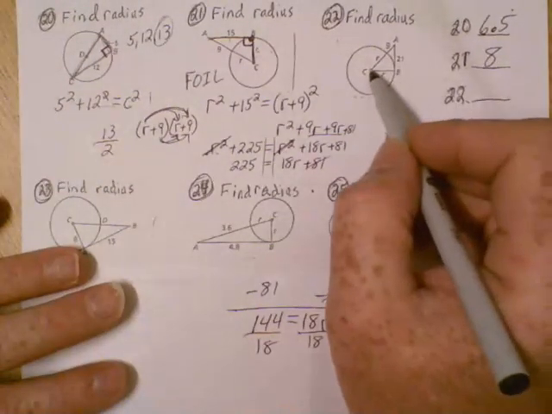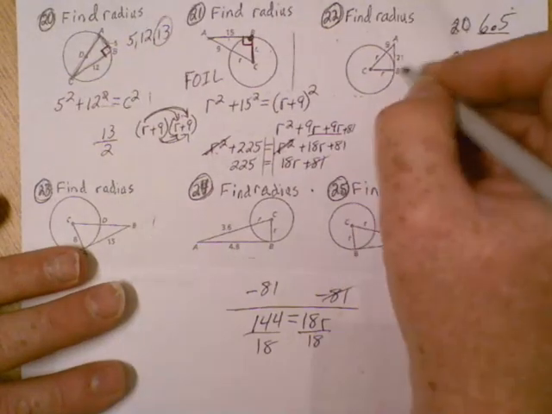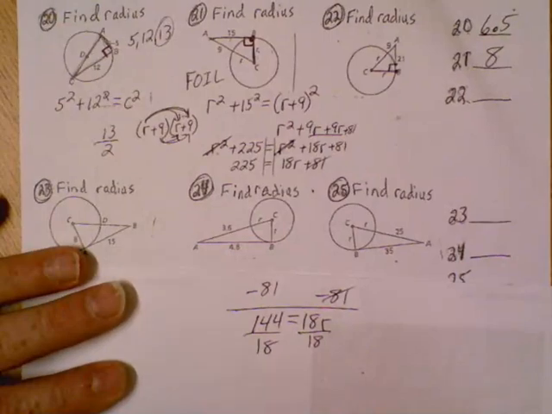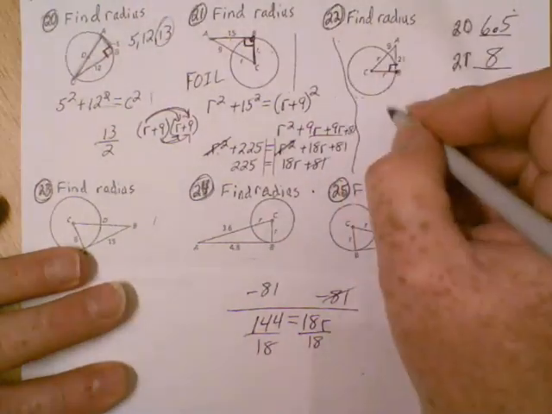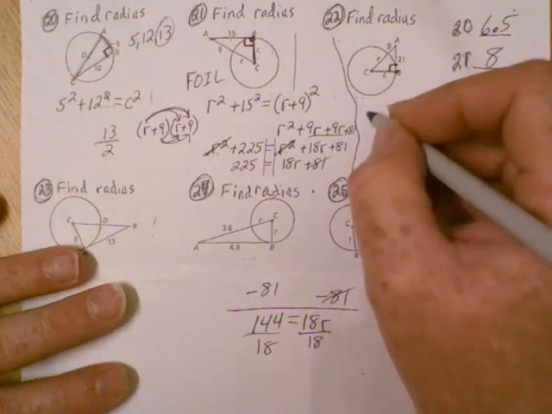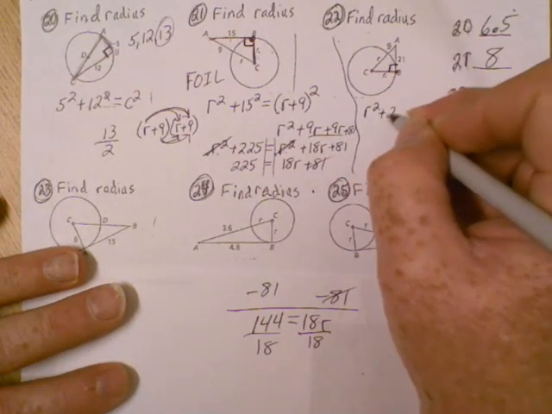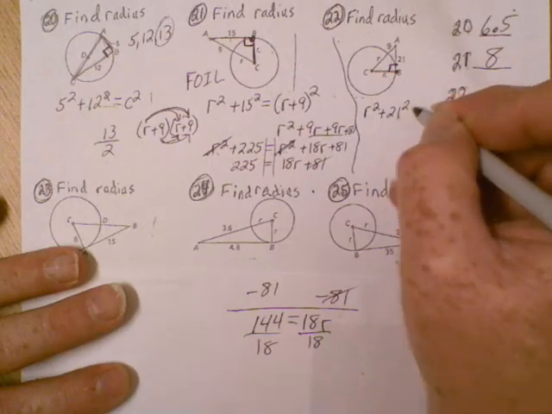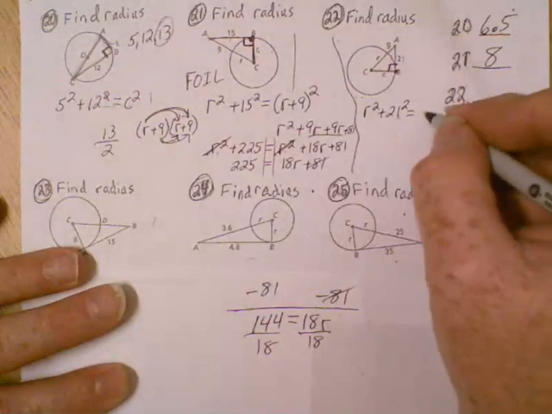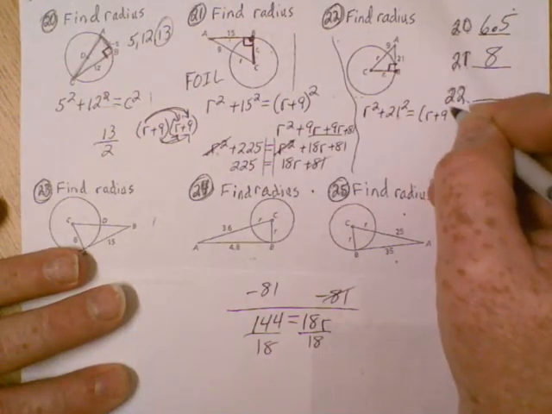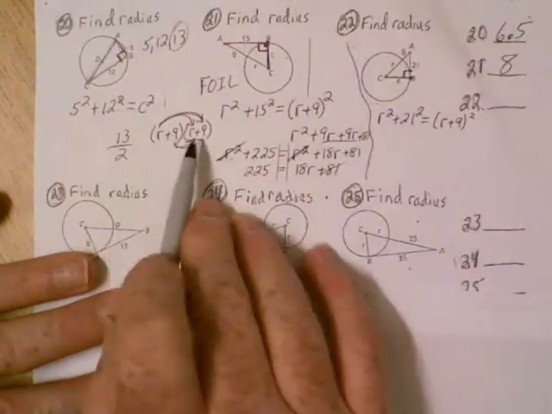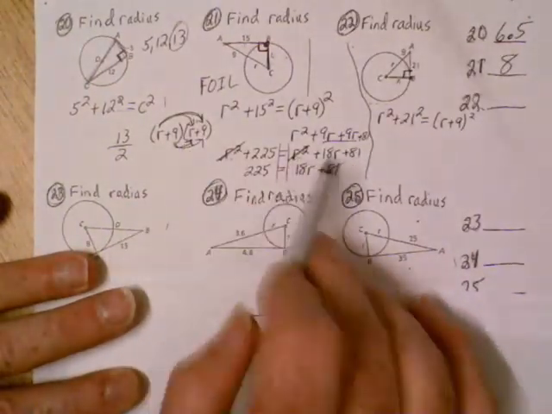Same thing on the next one. This is a radius, this is a tangent. Point of tangency is B there, so that has to be a right angle. Probably run out of space on this one, didn't leave myself enough space. The legs are R, so R squared plus the other leg is 21 squared equals, we got to add these two together, and it's R plus 9 squared. Same thing that we had on the other one.